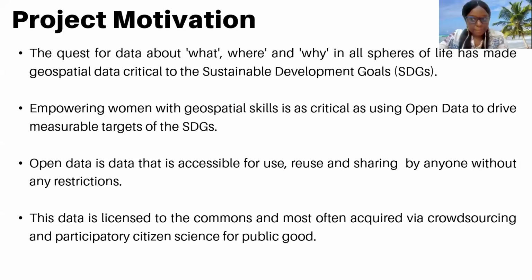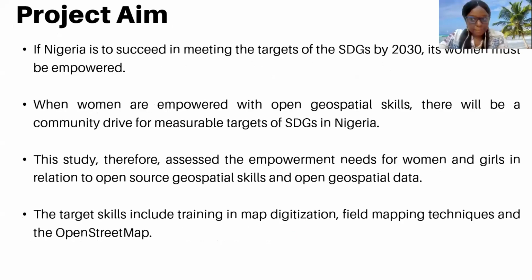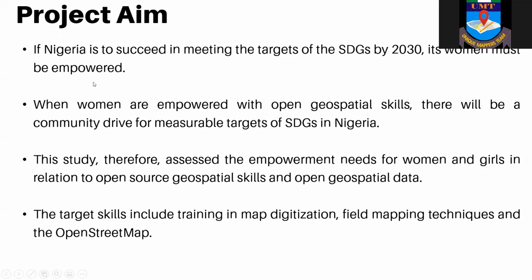And so this open data is usually licensed to commons and most often acquired through crowdsourcing and participatory citizen science for public good. And so if Nigeria is to succeed in meeting the targets of SDG by 2030, then there's need for women empowerment. And when women are empowered with open geospatial skills, then there will be an effective community drive for measurable targets of SDGs in Nigeria.